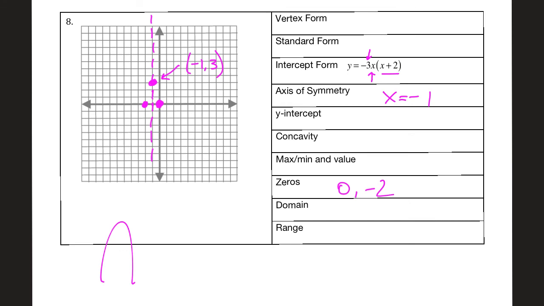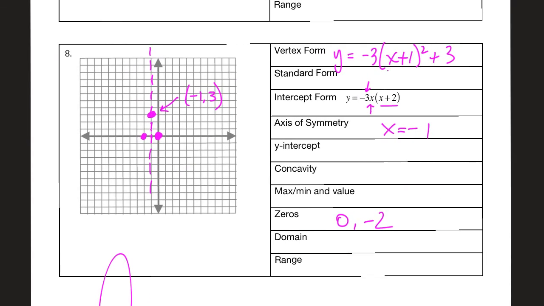Now, I haven't drawn it in yet, but I could write my vertex form. It's y equals the a value, x minus the x part of the vertex, plus the y part of the vertex. Let's see, if I distribute, here I need to FOIL this, which is x squared plus 2x plus 1. Then I need to distribute this -3. Don't forget there's a plus 3 at the end over here. So distributing, I have -3x squared minus 6x minus 3 plus 3.